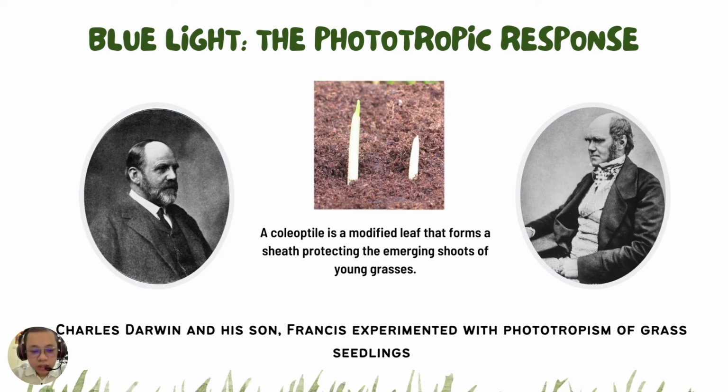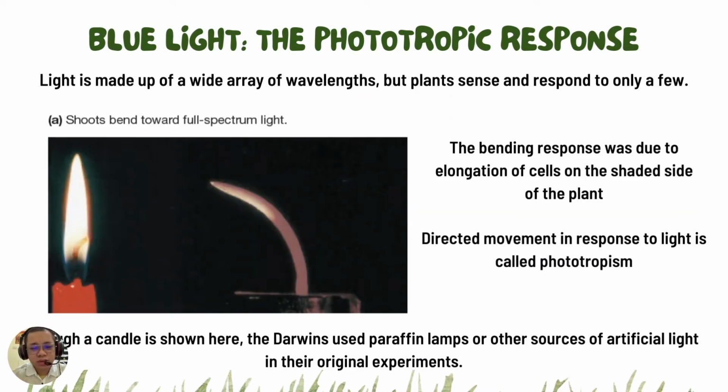So as you can see here, we have the coleoptile. It is a modified leaf that forms a sheath protecting the emerging shoots of young grasses. We all know that Charles Darwin is famous for his Origin of Species, theory of evolution and his understanding of the process of natural selection. Also, he studied the behavior of plants. The blue light is a phototropic response.